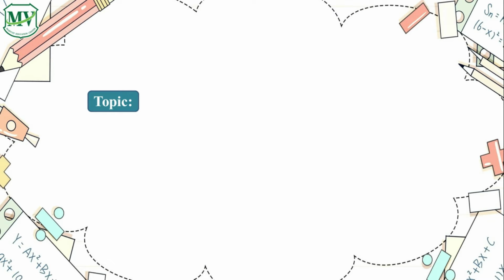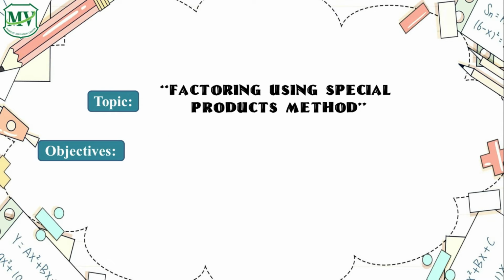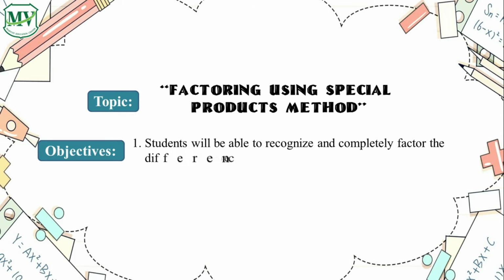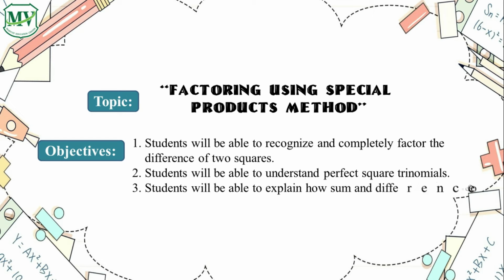Today, we will tackle factoring using the special products method. The following are our objectives. First, students will be able to recognize and completely factor the difference of two squares. Second, students will be able to understand perfect square trinomials. And lastly, students will be able to explain how the sum and difference of cubes work in factoring polynomials.